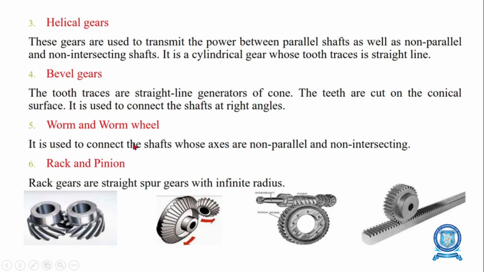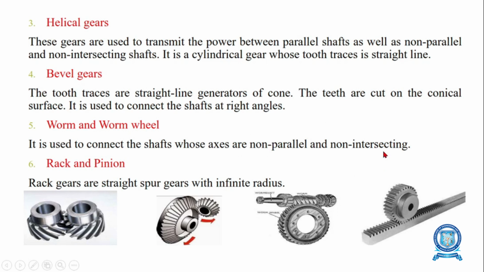Okay, the next topic is worm and worm wheel. Here, the worm and worm wheel is normally connected to shafts whose axes are non-parallel and non-intersecting. This worm gear is a gear which resembles a screw. A worm is usually meshed with an ordinary disc-shaped gear which is called the worm gear or worm wheel. So it is used to connect shafts whose axes are non-parallel and non-intersecting.